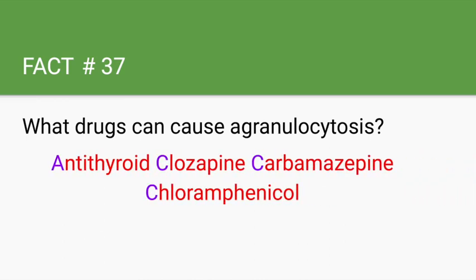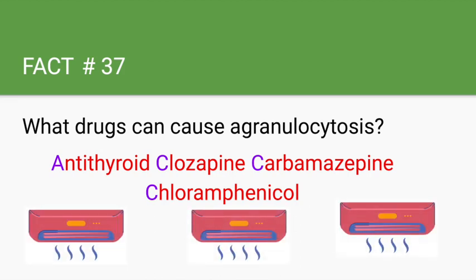Antithyroid drugs, clozapine, carbamazepine, and chloramphenicol. I use this by thinking about AC. And to remember this, I added the visuals of 3 ACs here. So it's also important to note that chloramphenicol can also cause gray baby syndrome.